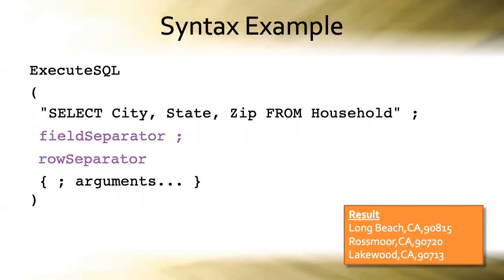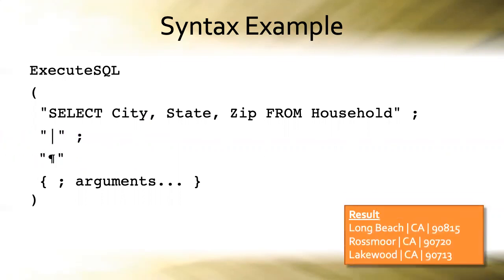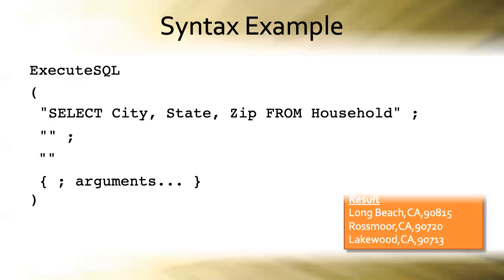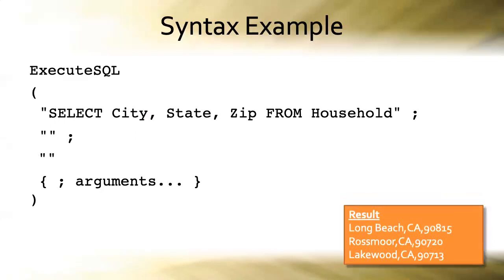For the field separator and row separator arguments, we just tell it what separator character to use between field values and between records. If you use literal characters like these, you have to wrap them in double quotes. If you want to use a character that's difficult to type, like a tab character, you can use the Char function, another one of FileMaker's functions, like this. Char 9 is the tab character, and Char 13 would give you the carriage return character. If you want to keep it simple, just use empty quotes like this, and you'll get the default values of commas between fields and carriage returns between records, as you can see in the results box now.